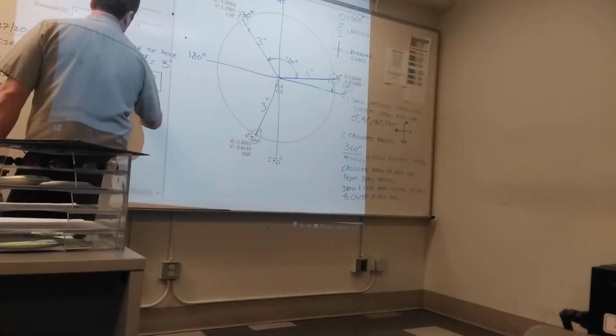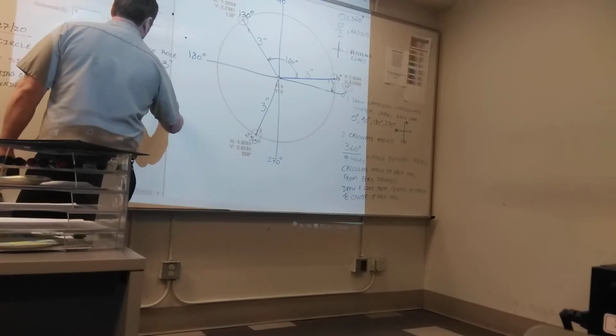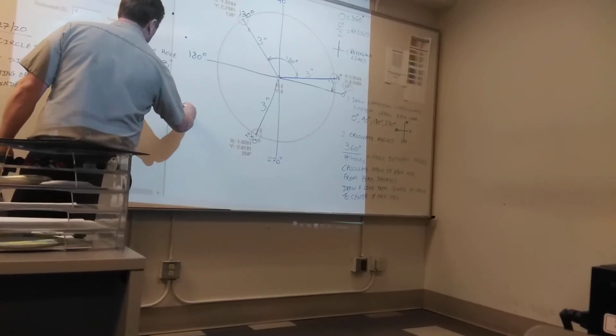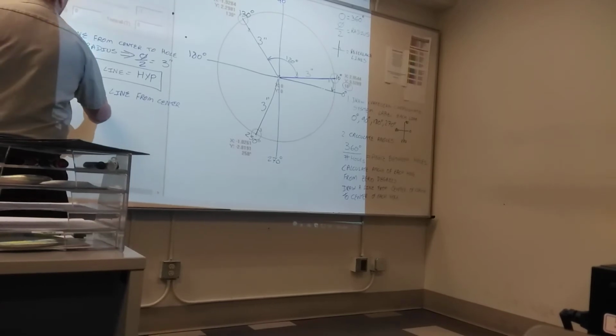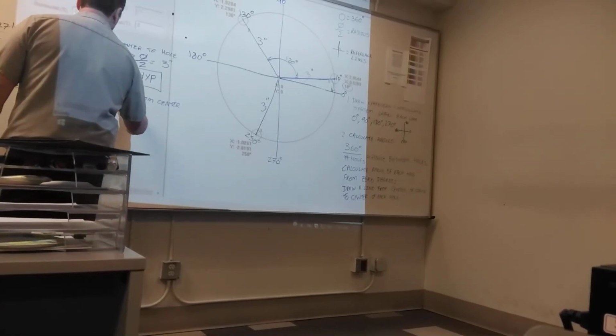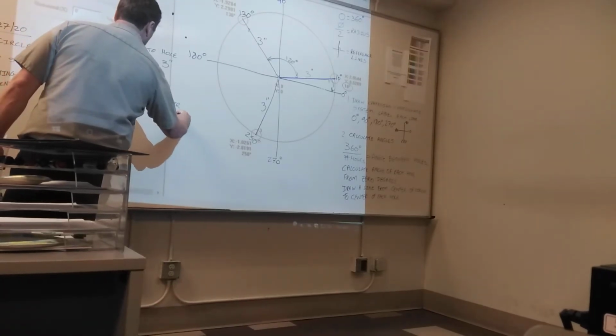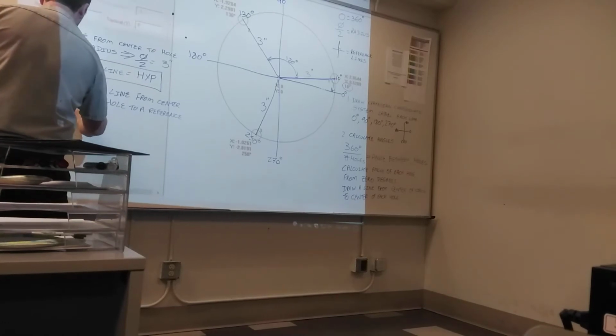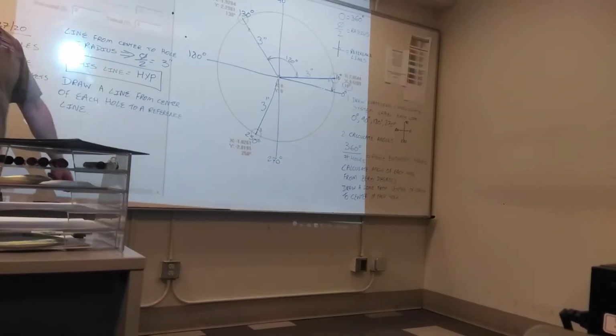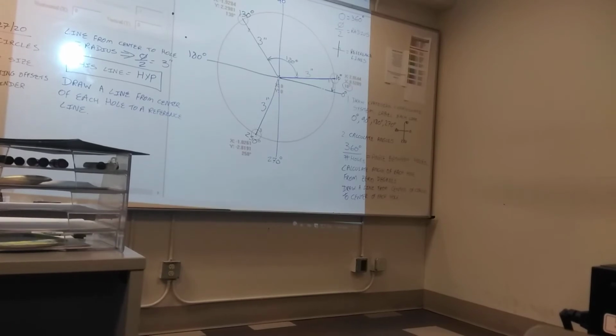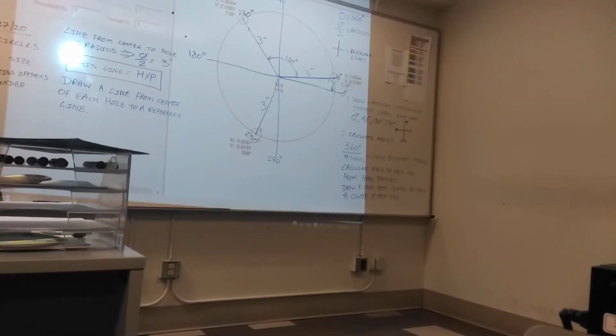Draw a line from the center of each hole to one of the reference lines that we created in the first step: 0 degrees, 90 degrees, 180, 270. So pick one reference line, it doesn't matter, and you then get the same triangle every time. Just use the center of every hole to that same reference line.